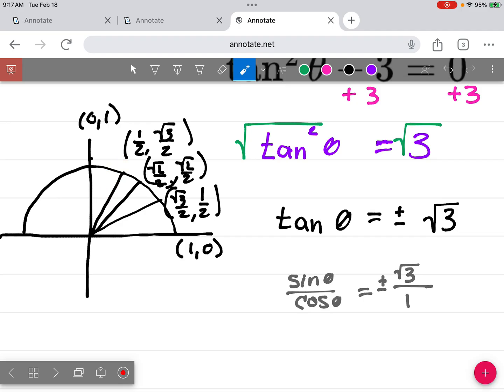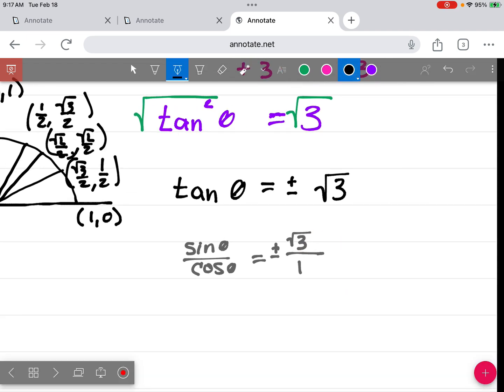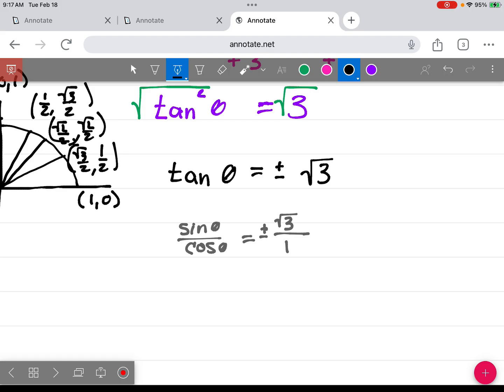Pi over 3 does. Because remember, it's cosine then sine. If sine has the square root of 3, even though these are both over 2, those guys are going to cancel out. So this is really square root of 3 over 2 over 1/2. So if our tangent equals that positive square root of 3, we're going to have our theta that is that pi over 3, right?